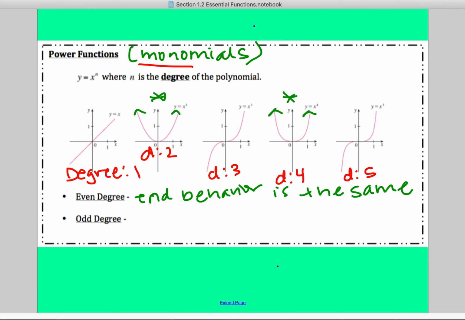If we have an odd degree polynomial, the end behavior goes the opposite direction. If I look here, this is degree 1, one end goes down and one goes up. This one goes down, this one goes up. So end behavior is opposite.